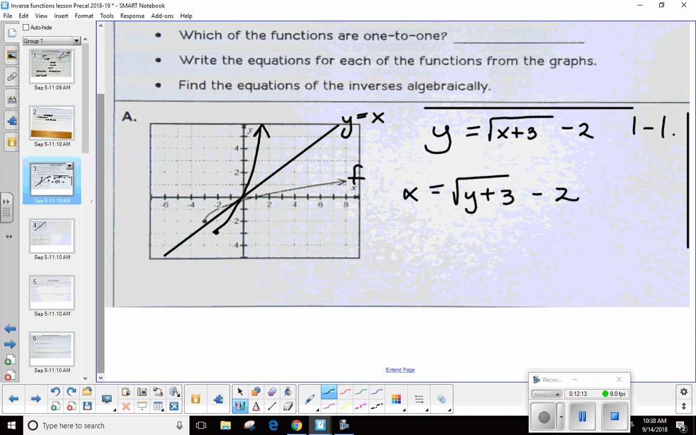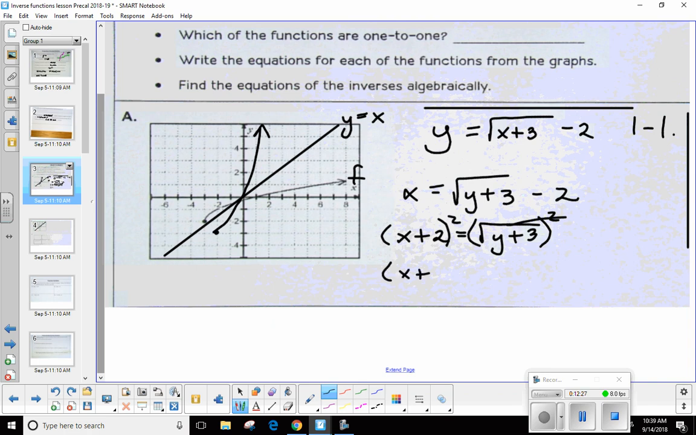Okay, so I'm going to first add the 2 over. So x plus 2 equals the square root of y plus 3. Okay, now we square it because we want to get rid of the square root. So I'm going to square that quantity. Those are inverses, so they cancel. So x plus 2 squared. And I'm going to go ahead and subtract the 3 over so I don't have to write it twice. Minus 3 is equal to y.